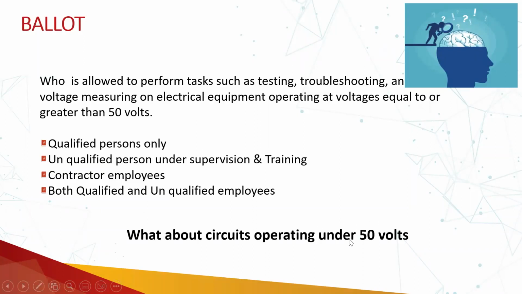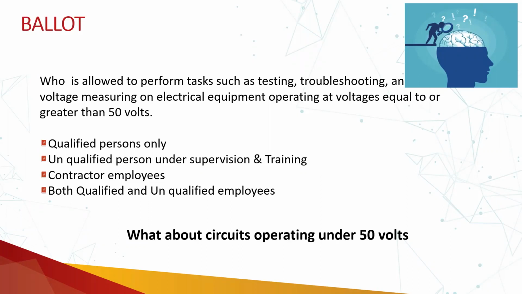What about circuits operating under 50 volts? Again, this is qualified person only because the situation can change anytime. If the situation changes, the qualified person will be able to identify that the situation has changed, assess the risk, and perform the job safety planning again.